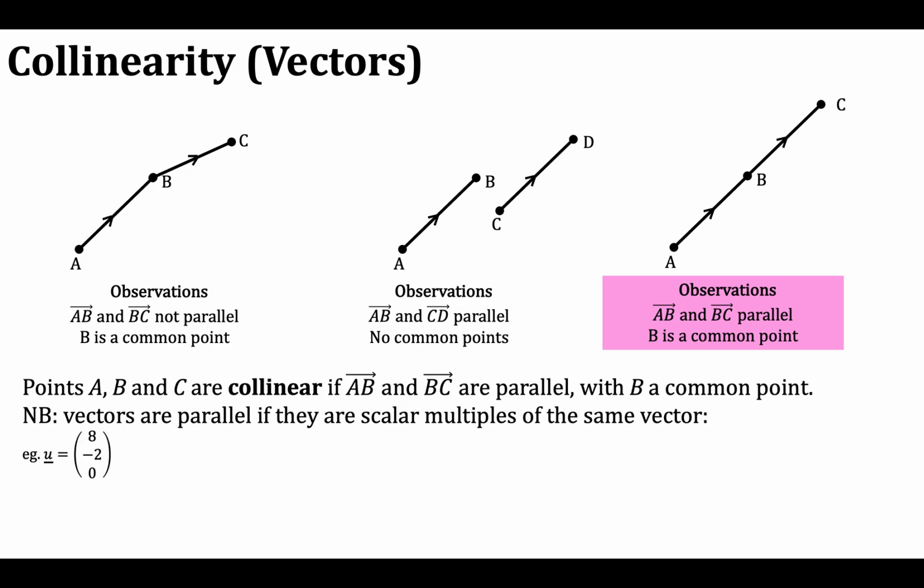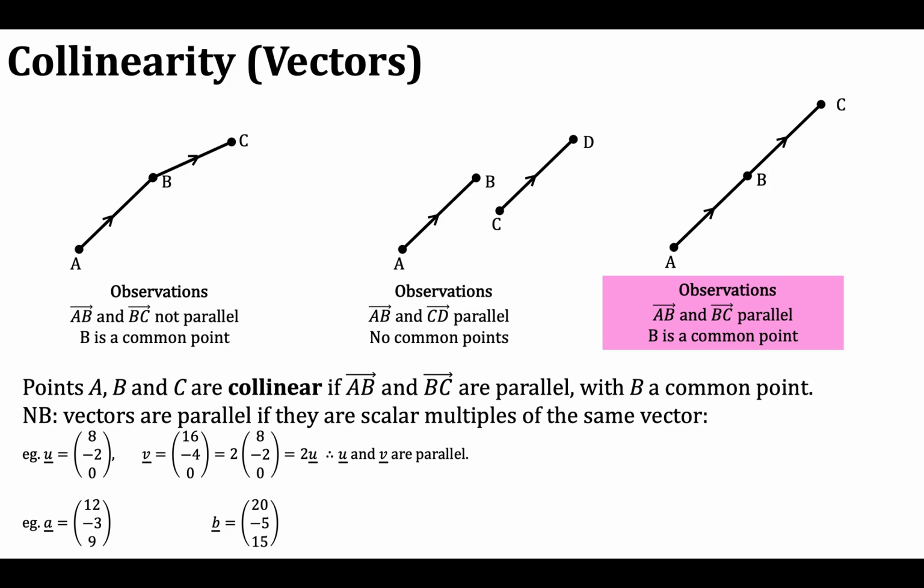So we've got vector u, (8, -2, 0), and say we also have vector v, (16, -4, 0). And hopefully you've spotted by now that v is twice u. If we double u, we will get v. So v is equal to 2u, and that means that u and v are parallel because v is a scalar multiple of u.